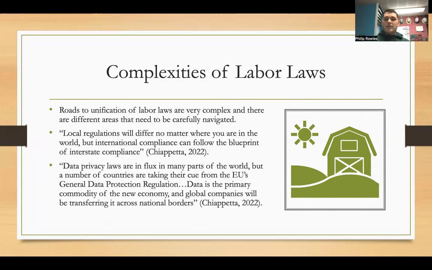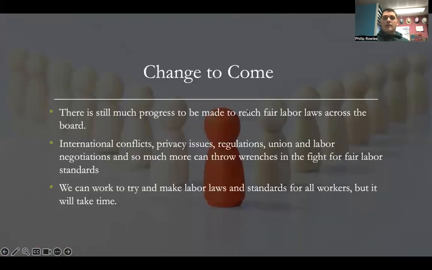And there are also data privacy issues. That is another big thing from the EU's General Data Protection Regulation. Data is the primary commodity of the new economy, and global companies will be transferring it across national borders. So that's another thing where a lot of countries are scared of this unification, because there are so many issues with privacy scares. Now, change to come, there is still a lot of progress to be made to reach fair labor laws.